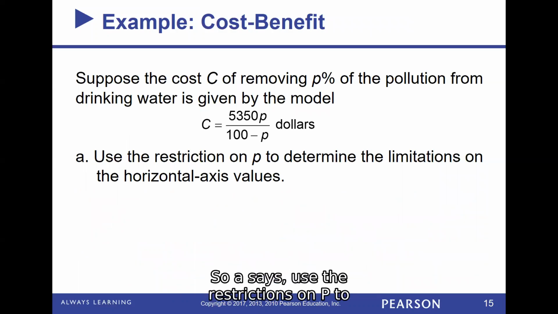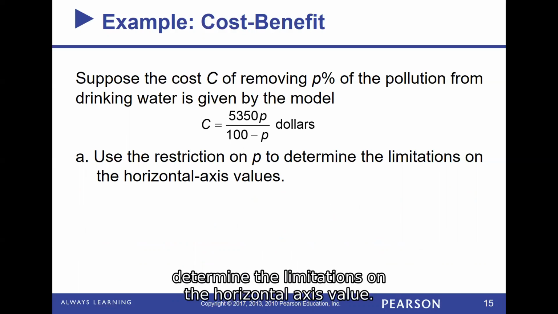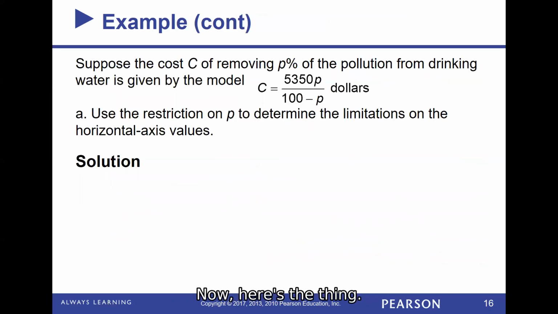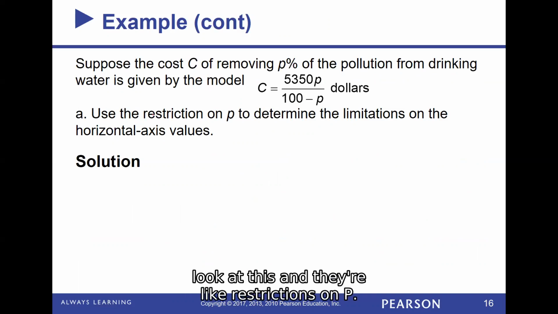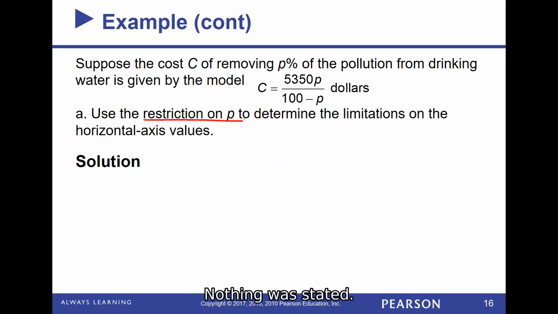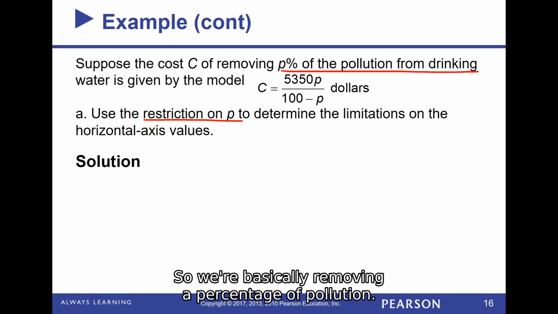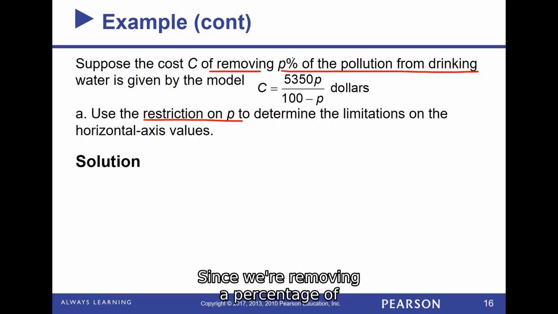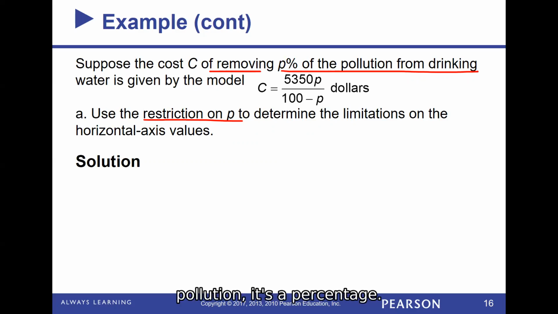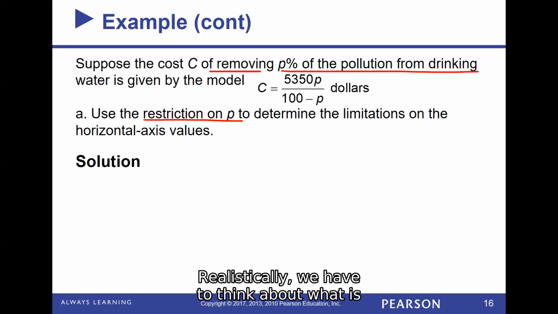So A says use the restrictions on P to determine the limitations on the horizontal axis value. Now, here's the thing. A lot of people forget that this is a word problem. And they look at this and they're like, restrictions on P, nothing was stated. Well, technically it was. It just wasn't stated in the way that you were thinking. So earlier in the problem, it said P% of pollution from drinking water. Okay, so we're basically removing a percentage of pollution. Since we're removing a percentage of pollution, it's a percentage. Realistically, we have to think about what the values are that P could possibly be.